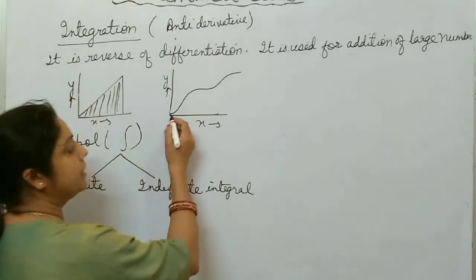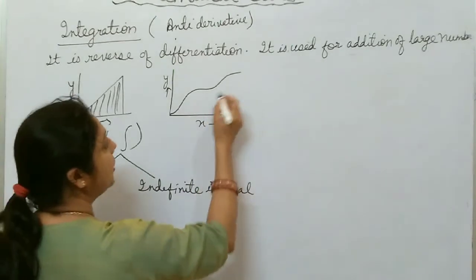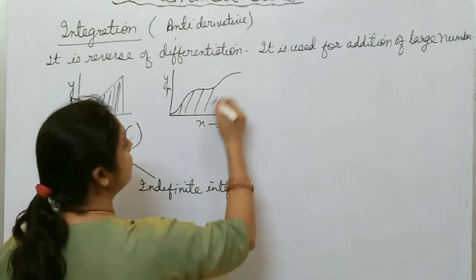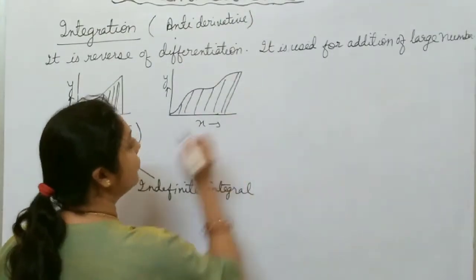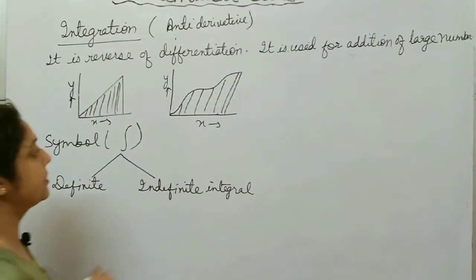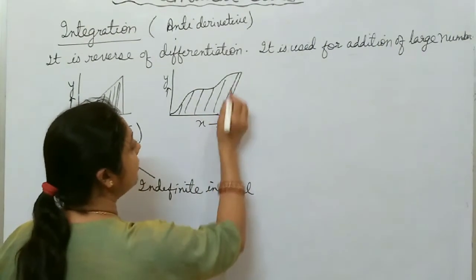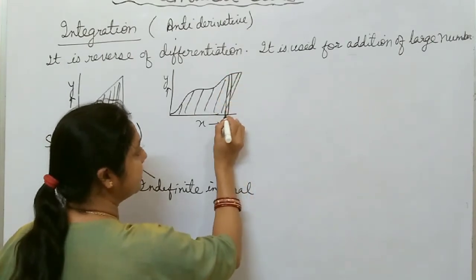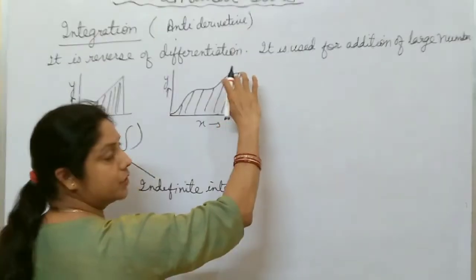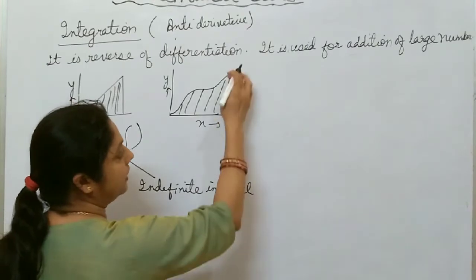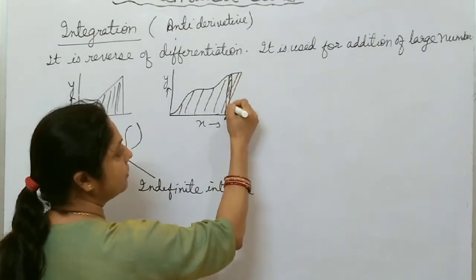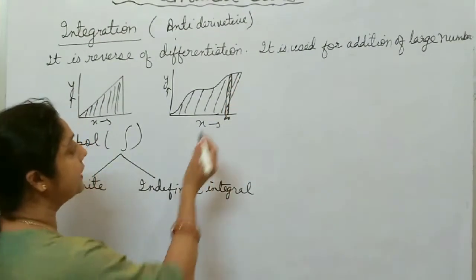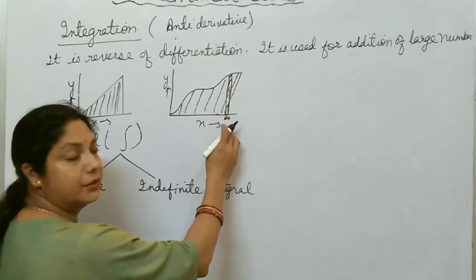But if it is non-uniform motion, then how do you calculate the area under this curve? It's very difficult to calculate. For that, you just cut small strips of length dx. This one is dx and this one is y. The area of this small rectangular strip is length into breadth, so the area is y into dx.